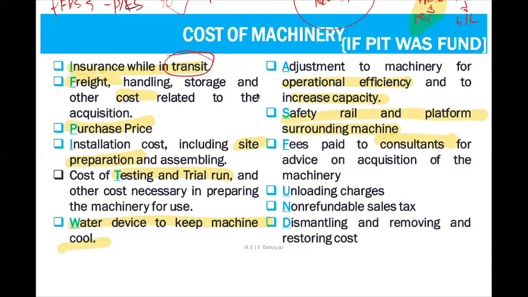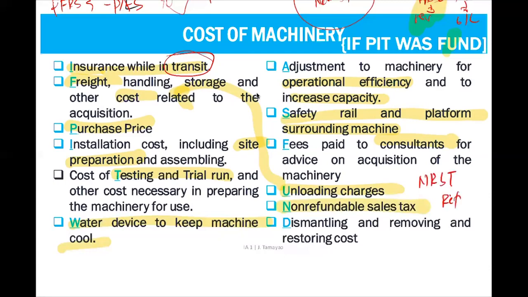Consultant fee should also be included. Unloading charges, actually unloading charges should be included here. Kaso hiniwalay ko lang siya para meron tayong U. Anyway, it is included in your freight. Next, you have your non-refundable sales tax. Alam na natin to. Only non-refundable sales tax should be included.